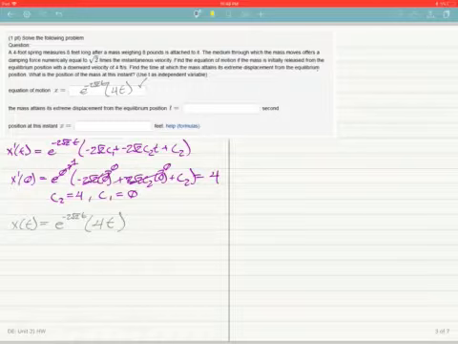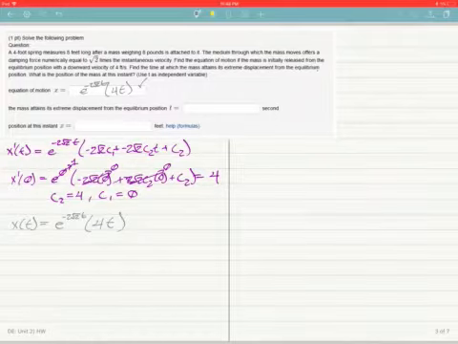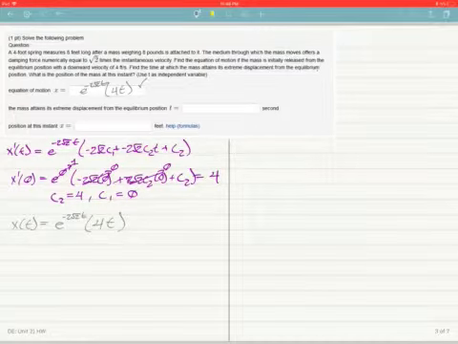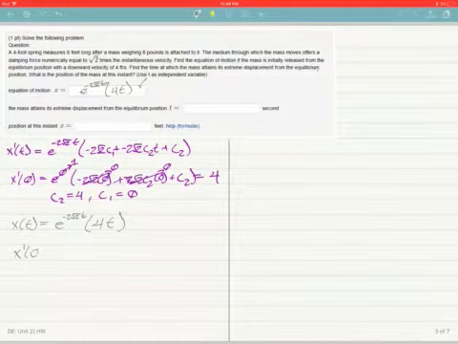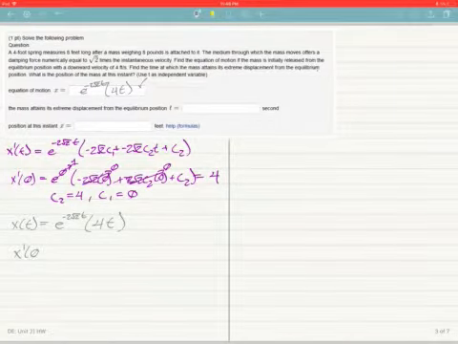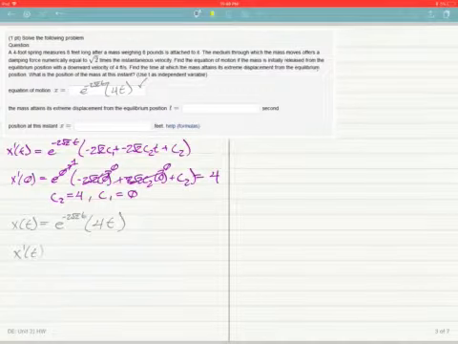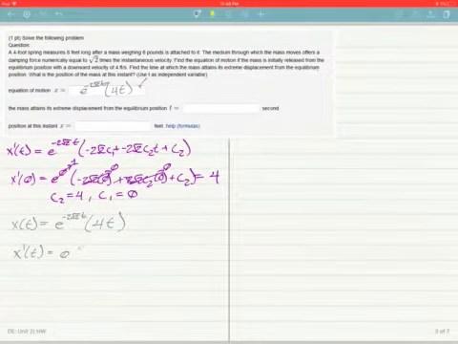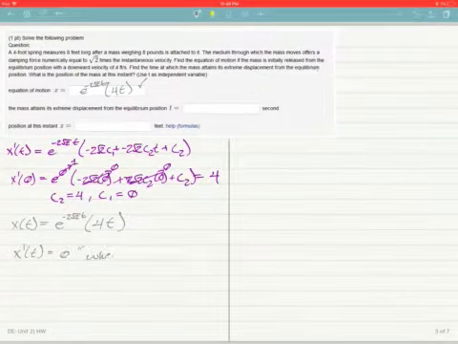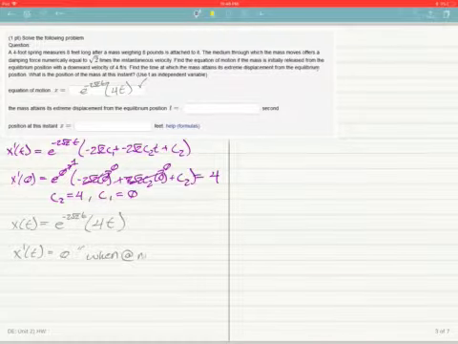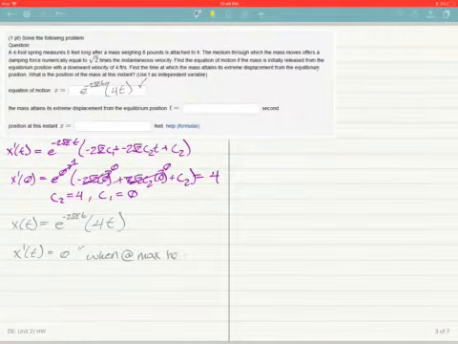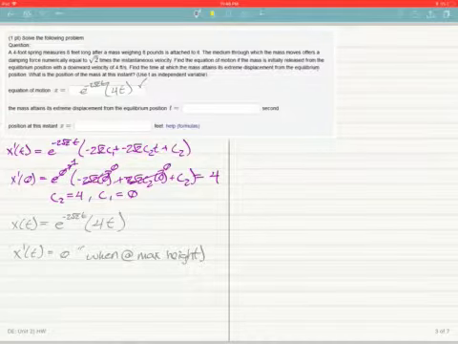And so we know that the mass attains its extreme displacement when the velocity is equal to 0, because that means it's reached its peak height and it's now starting to turn back around. So x prime equals 0 when at max height.